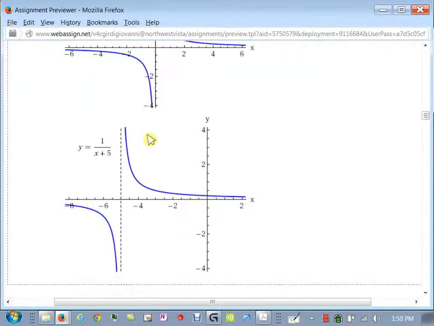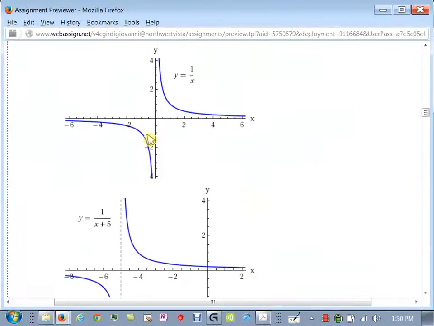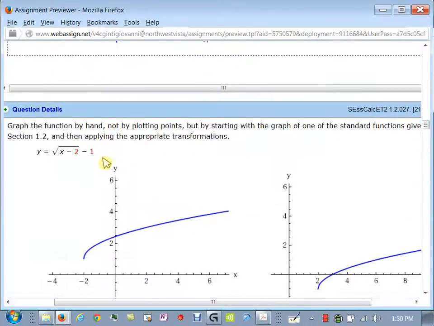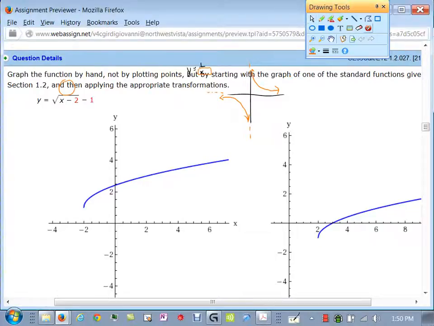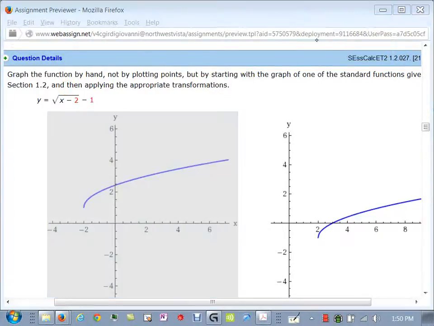Now, that's what they're just saying here. Move it to the left 5. Okay, graph this by hand. So here's a square root function. Square root functions look like this.